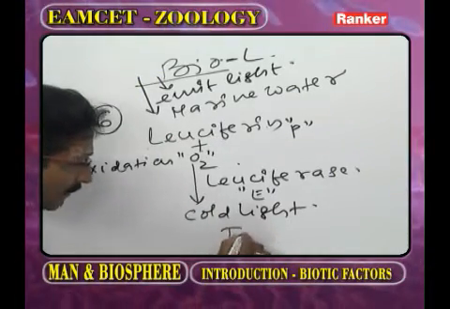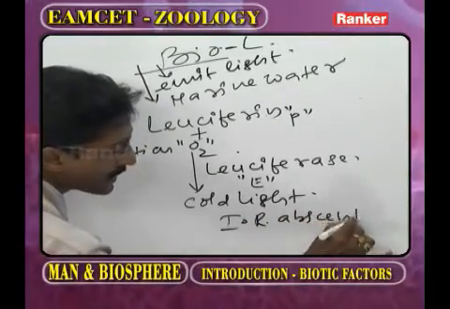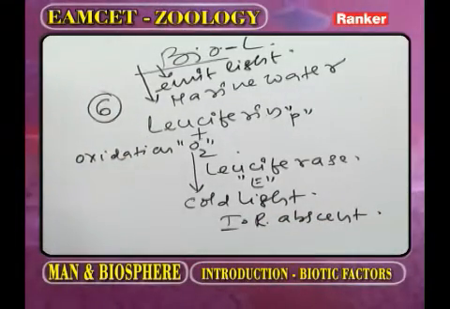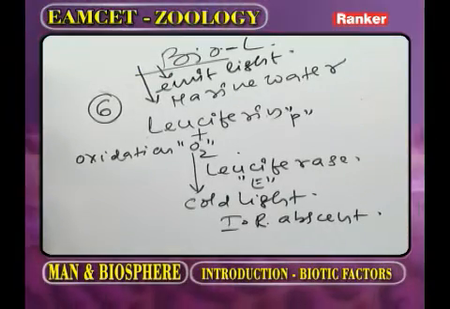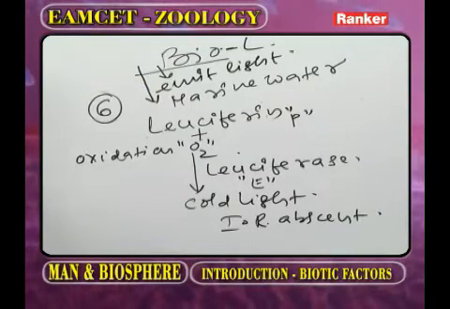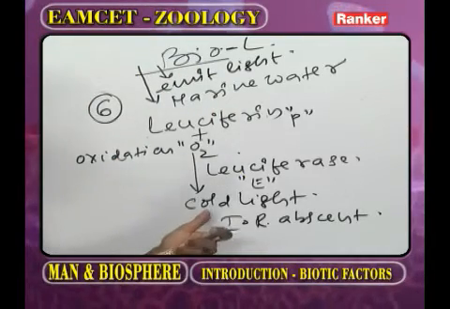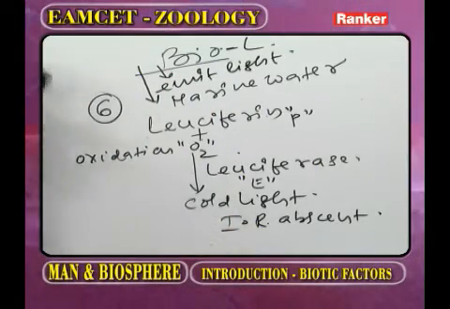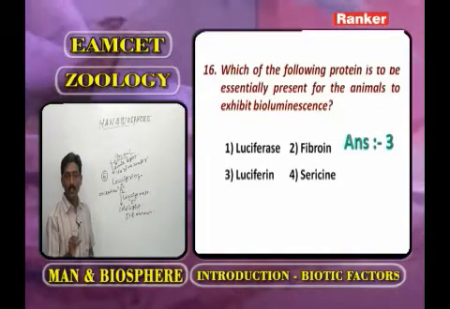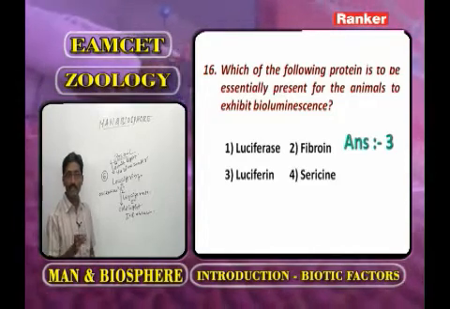Why is the light cold? Because infrared rays are absent. As we observe every day, the sun releases radiant energy, and in the radiant energy infrared rays are present, so radiant energy is very hot. But the light produced by bioluminescence is cold, because in cold light the infrared rays are absent. Now, the question is, which of the following proteins is essential for animals to exhibit bioluminescence?